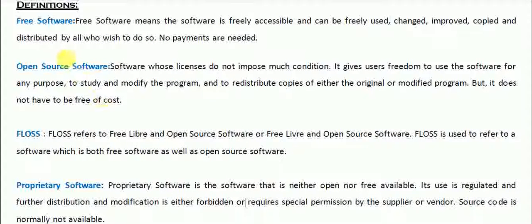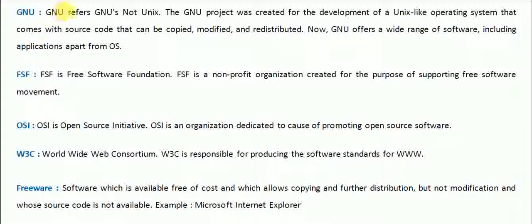In the last tutorial, we learned about free software, open source software, and proprietary software. So let's learn about the other terms related to open source. Next is GNU. GNU stands for GNU's Not Unix. So this is the full form of GNU. The GNU project was created for the development of a Unix-like operating system.